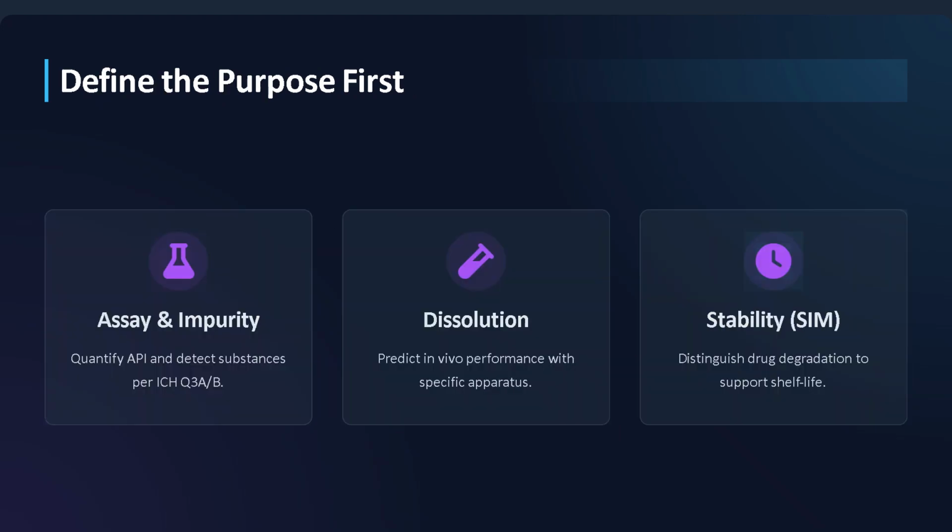A strong method always starts with a deep understanding of the molecule. You need to look at key physicochemical properties like pKa and solubility, because these directly influence retention behavior and method design. Then comes forced degradation, exposing the drug to acid, base, heat, to understand how it breaks down. And don't ignore photostability. Light sensitivity can impact both method performance and packaging decisions. The more you understand your molecule, the fewer surprises you'll face during validation or regulatory review.